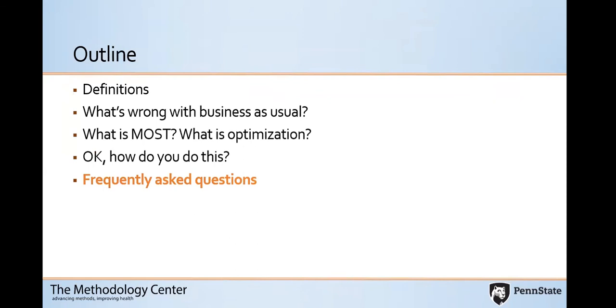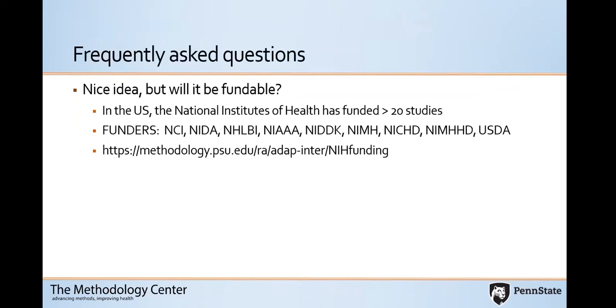Okay, a few frequently asked questions. Nice idea, but will it be fundable? I get that question a lot, and it's quite understandable. In the United States, the National Institutes of Health has funded more than 20 studies using MOST in one form or another, and funders have included NCI, NIDA, NHLBI, NIAAA, NIDDK, NIMH, NICHD, NIMHHD, and this is, of course, not part of NIH, but the USDA, the Department of Agriculture. We have a part of our website where we list funding opportunities, and the URL is there. We encourage you to take a look at that.